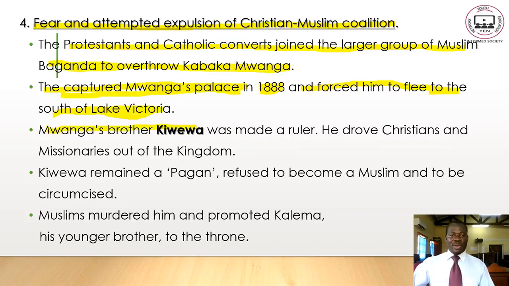So Mwanga's brother Kiwewa was made a ruler. He drove Christians and missionaries out of the kingdom, so it was still more under the influence of the Muslims. But Kiwewa remained a pagan, though he was influenced by the Muslims. He refused to become a Muslim and to be circumcised. He remained just a traditional worshipper. So the Muslims murdered him and promoted Kalema. Because he also refused to follow Islamic traditions, he was murdered by the Muslims, and they put Kalema, his younger brother, to be the next Kabaka. So he was put on the throne.